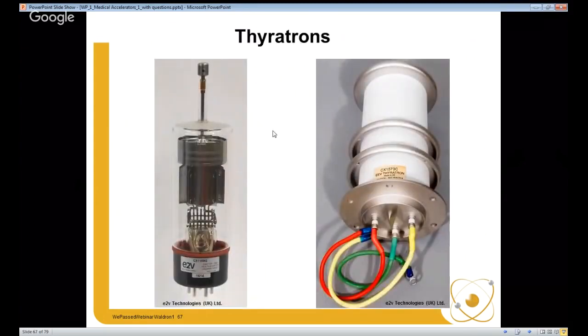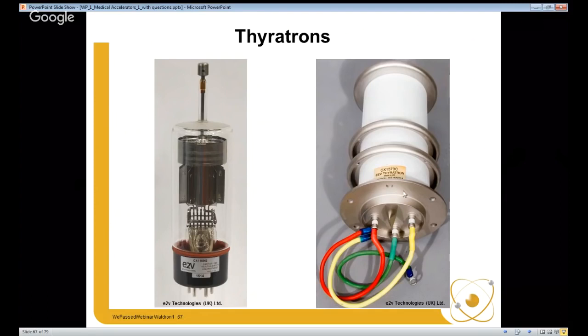Here's photos of a couple of types of thyratrons. The one on the left is a glass envelope. The anode connection is at the top. The other connections are in the socket at the bottom. The anode proper is a circular plate in the top. And all of the other elements are actually located in the top third of the tube behind the screen.